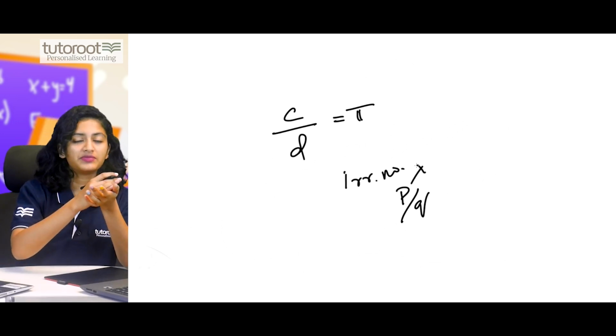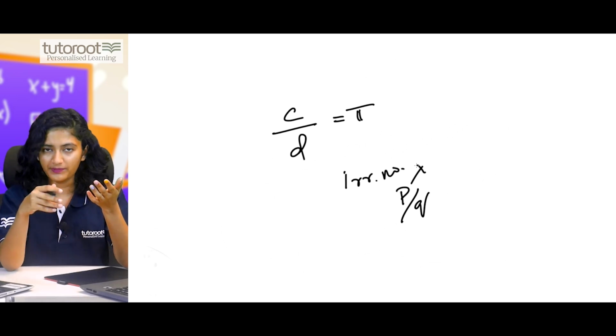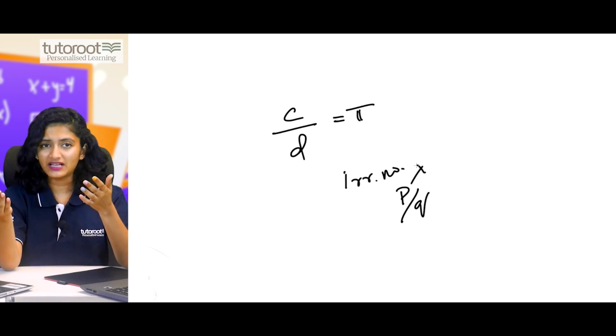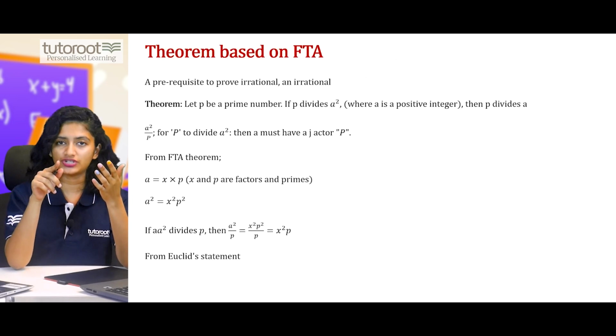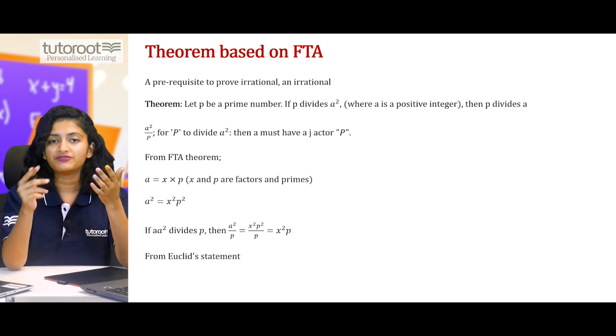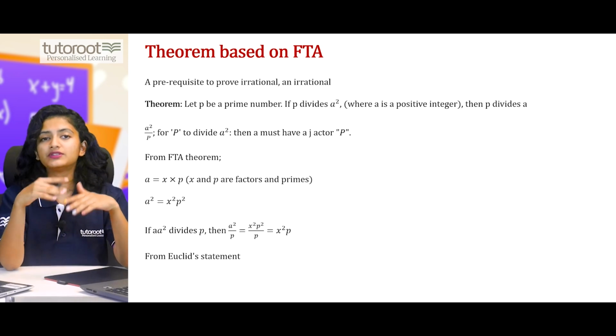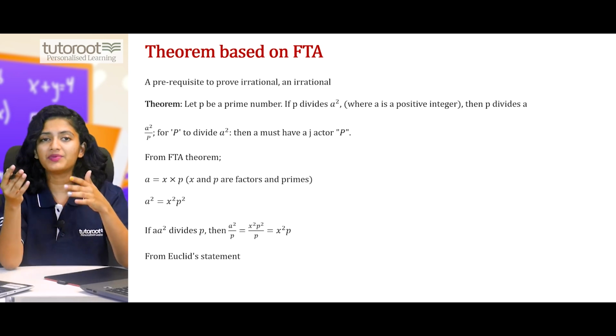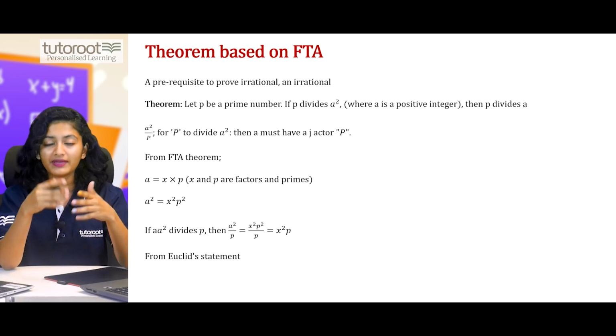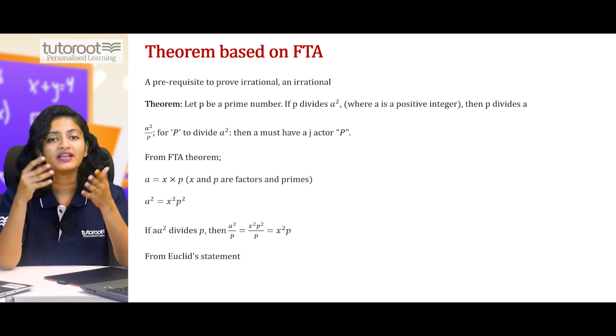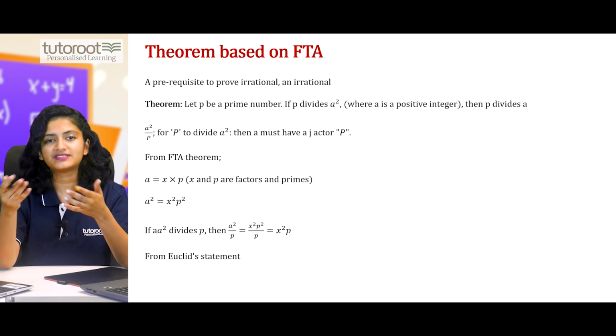An irrational number cannot be written in p by q form, but a rational number can be expressed as the ratio of two integers where the denominator is not equal to 0. Rational numbers can be written in the p by q form, where q is not equal to 0.